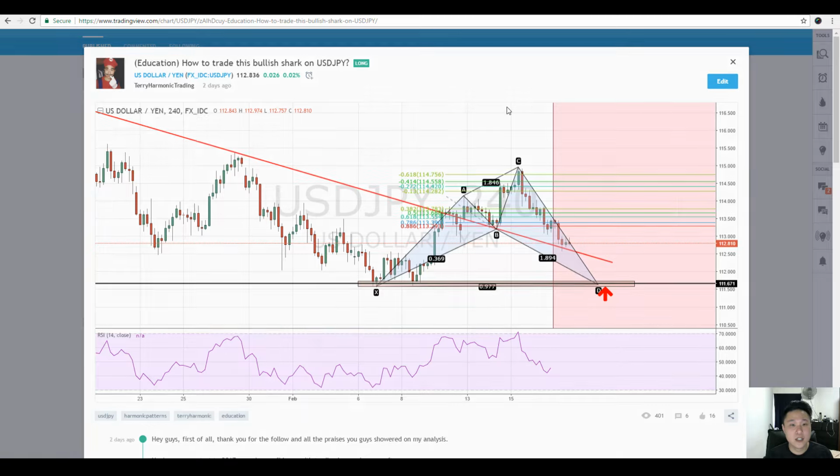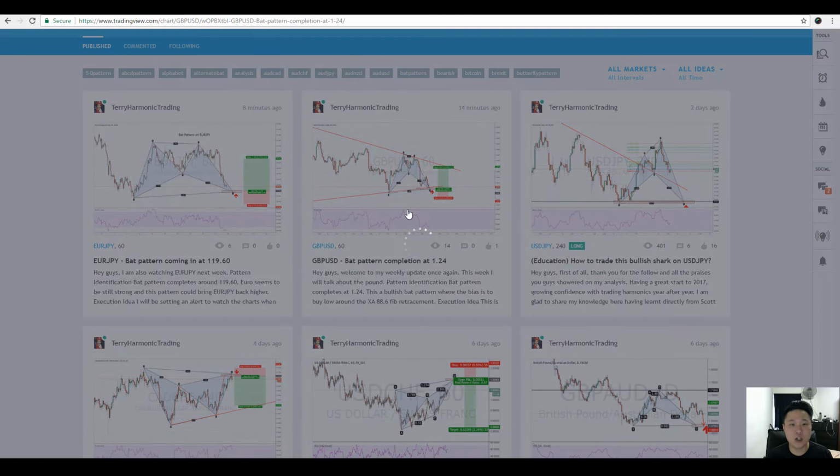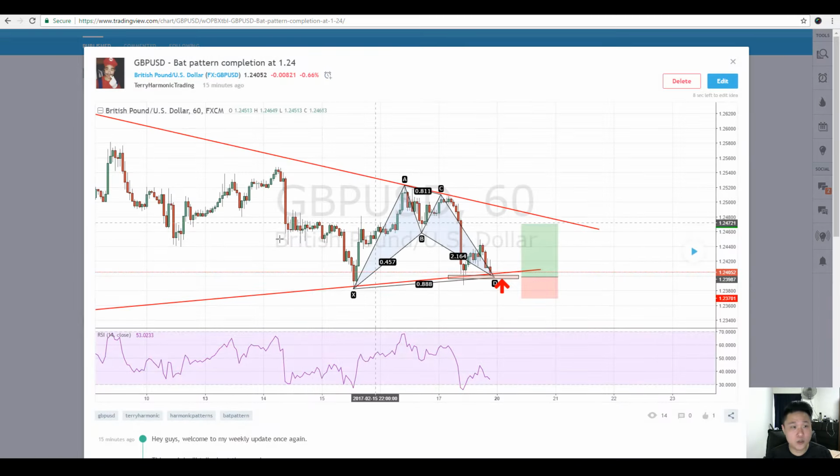Second trade I'm going to preview is on pound dollar. What I did was I actually drew this long-term triangle. What I see within this triangle is a bad pattern completion around 1.24. A few things. One, I expect the dollar to keep on weakening. If the dollar weakens, the pound dollar should go up.